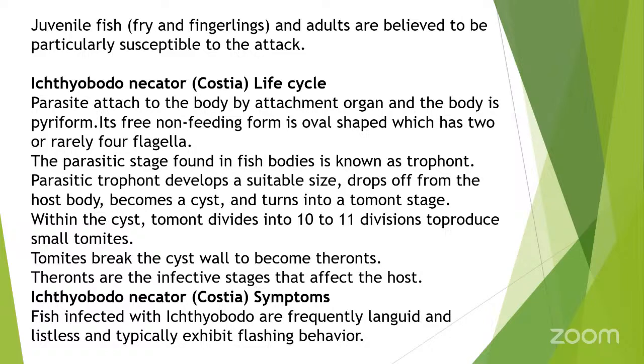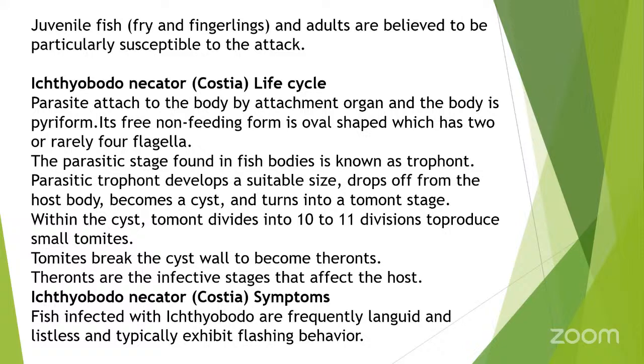Now, this parasitic trophont develops to a suitable size, drops off from the host body, becomes a cyst, and turns into a tomont stage. Within the cyst, the tomont divides 10 to 11 times to produce small tomites. Tomites break the cyst wall to become theronts. These theronts are the infective stages that affect the host.